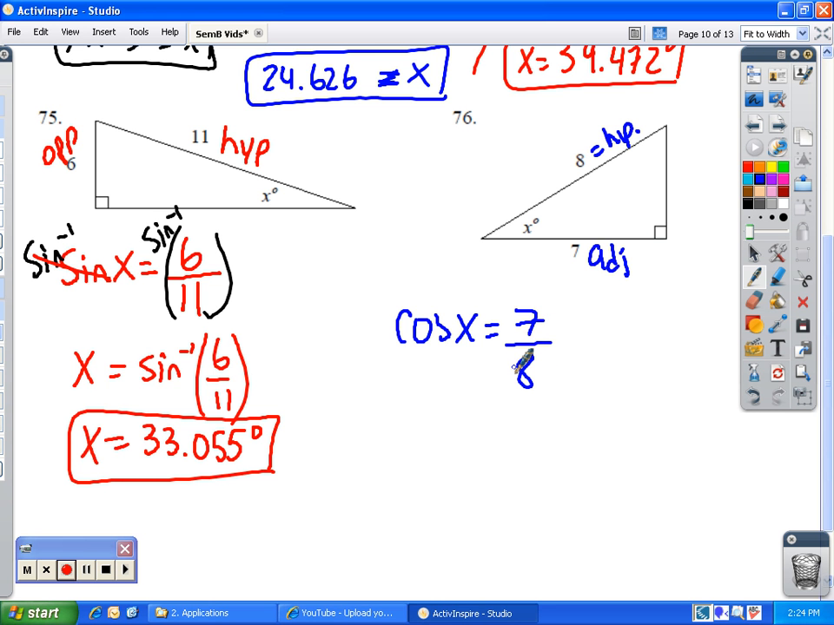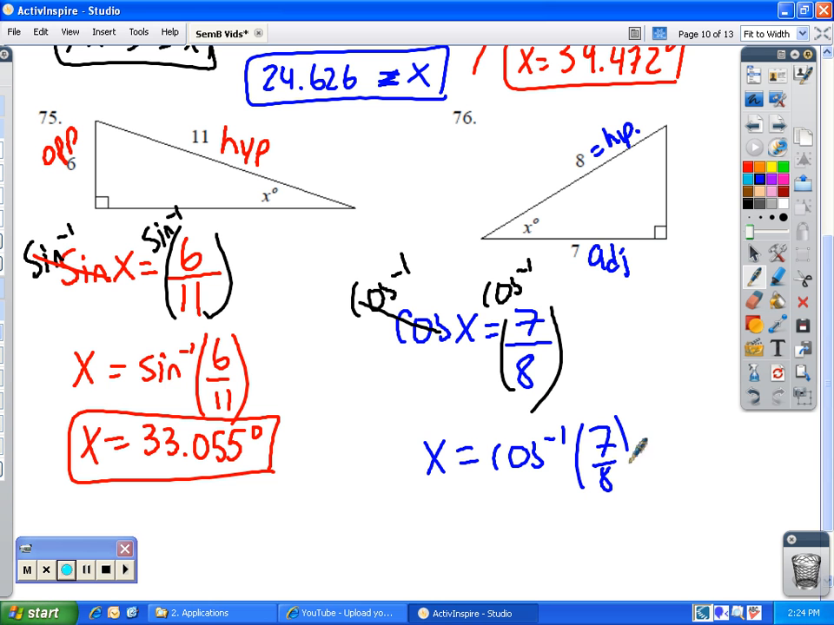We want to get rid of the cosine function. Just like the others, we want to free x, and we only have to do that by doing the inverse of cosine. Do the inverse of cosine of 7 over 8, and we end up that x equals inverse cosine 7 divided by 8. Type that into your calculator. Second cosine 7 divided by 8. And that gives us that x is 28.955 degrees.